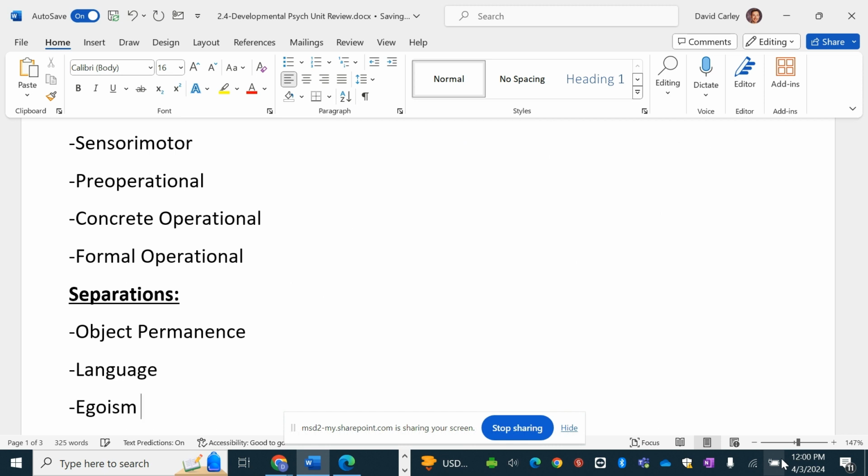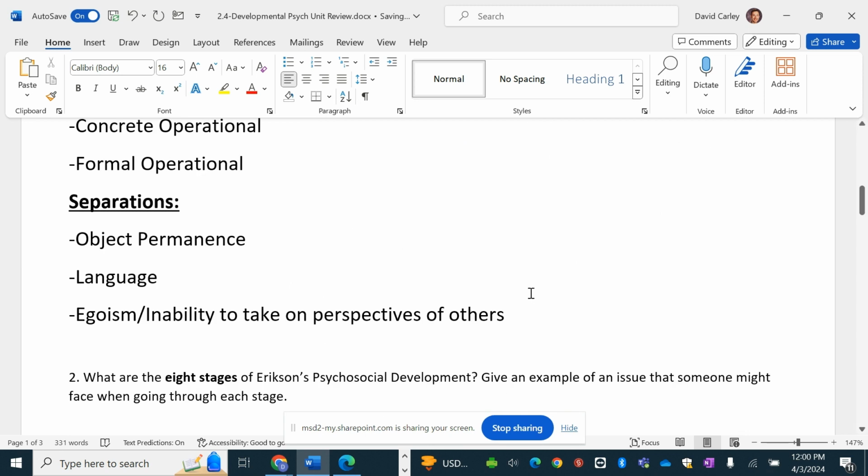Egoism, or your inability to take on the perspectives of others, is a social-emotional way of looking at things. Can they understand what other people think about things? That generally doesn't start happening until you get to the concrete operational stage. It's why they do the false belief task, although recent research has demonstrated that some kids as young as 4 or 5 can pass the false belief task.